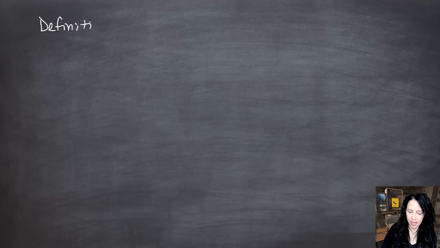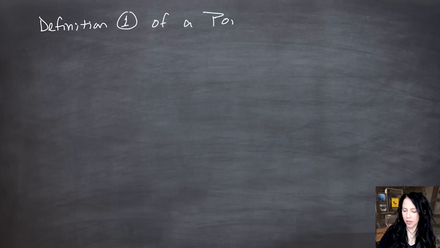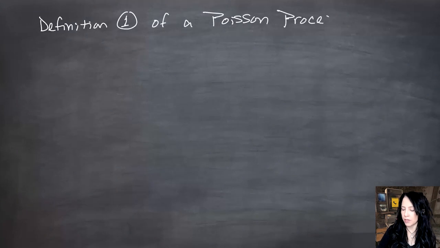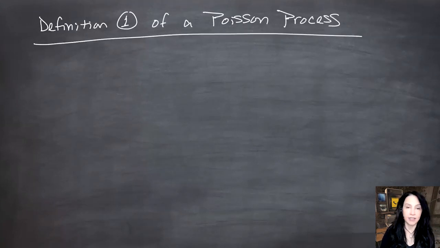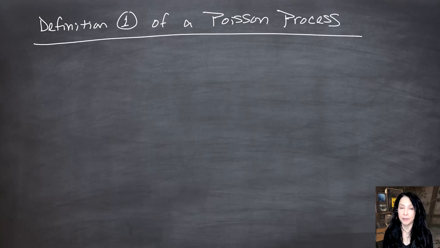So this is definition 1 out of 3 of a Poisson process. So I'm moving from just a Poisson random variable to something being indexed in time, something evolving over time. And we're going to start with a counting process.